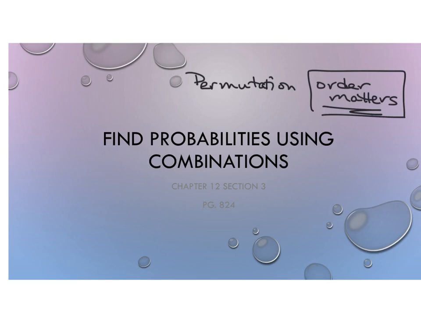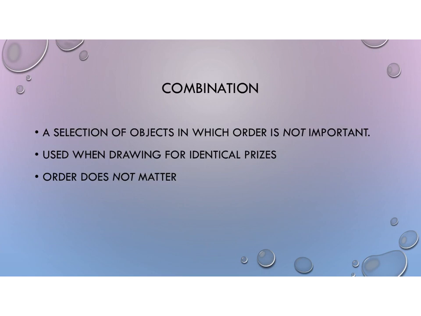The order of people winning a race, that would be a permutation. Or if I wanted to order letters of a word. Those are all examples of permutations. So let's first see what a combination is. A combination is a selection of objects in which order is not important. It's used when drawing for identical prizes. Okay, again, order does not matter when it's a combination. Order matters when it's a permutation.